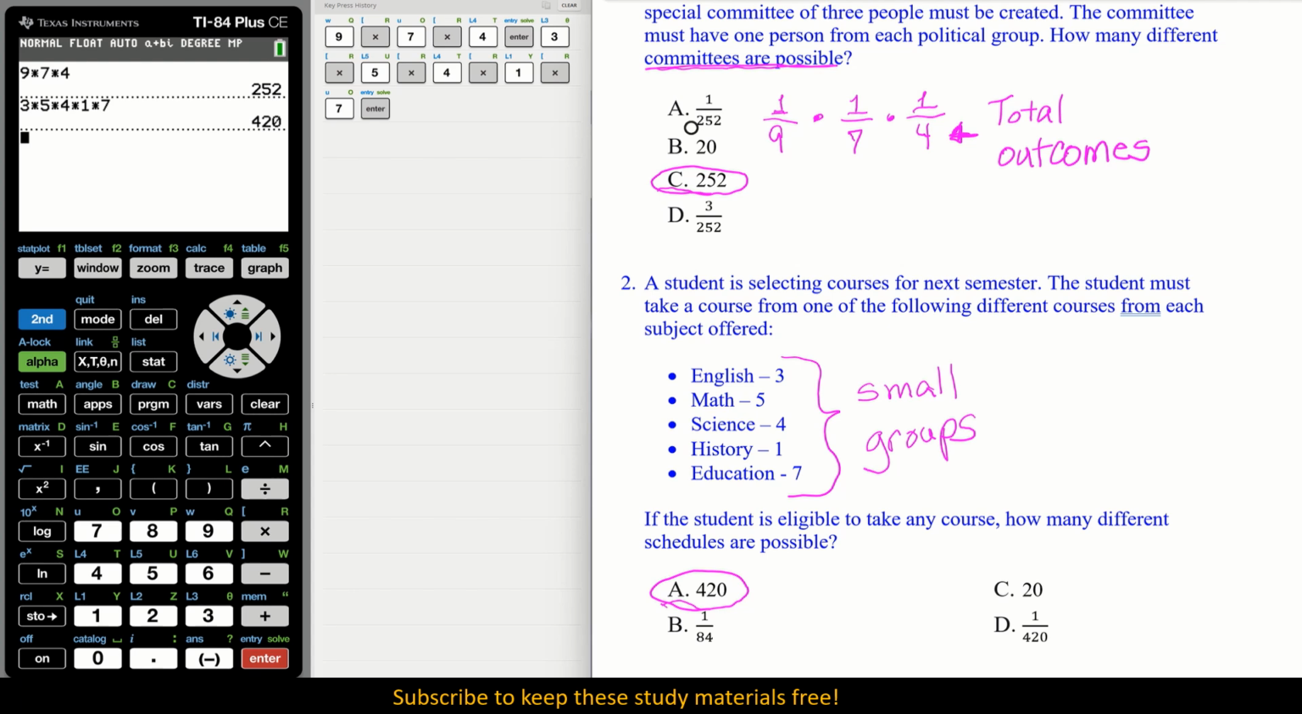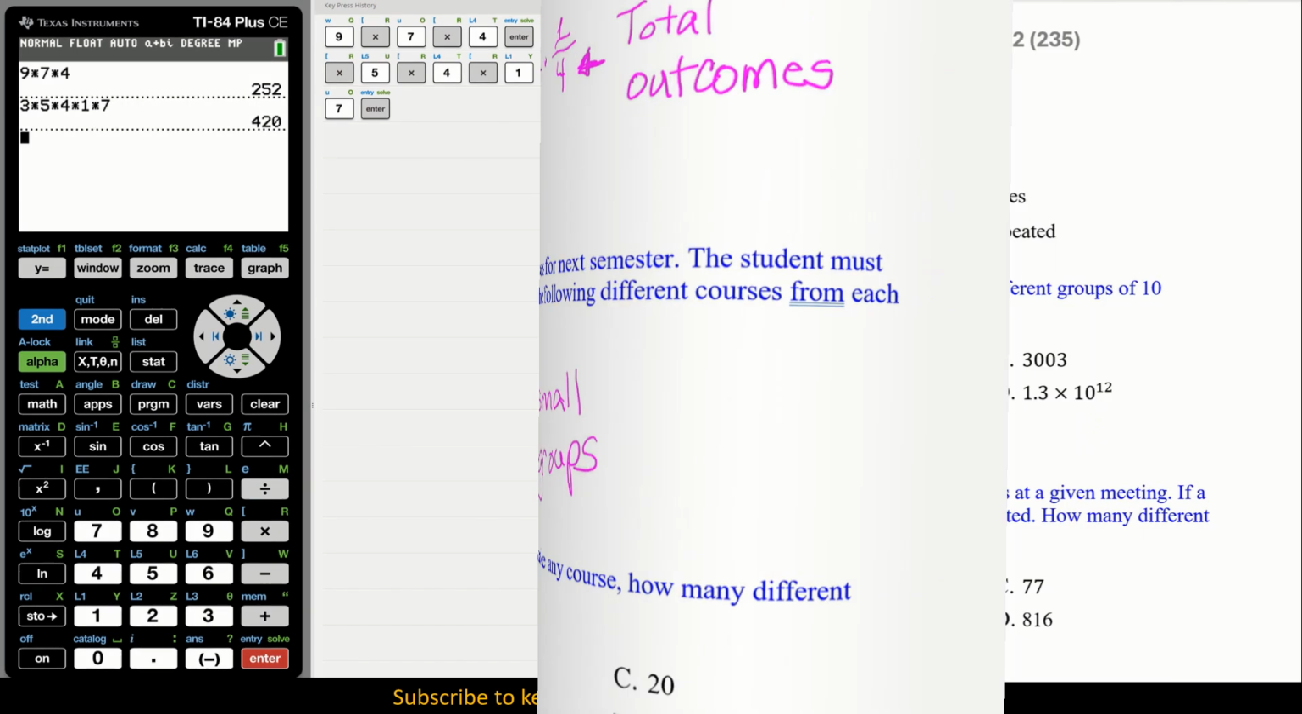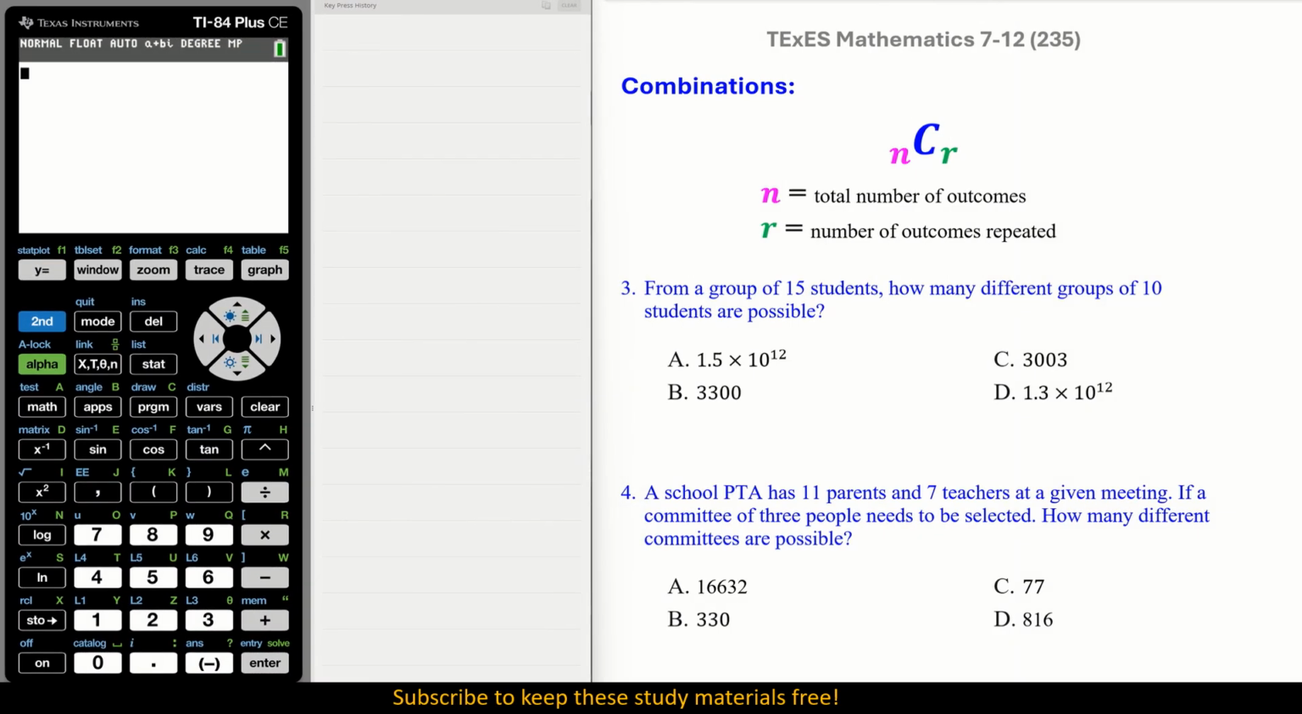All right, now let's go on to number 3. As you see, we're moving from total outcomes to combinations. Well, this is a bit different. So let's read number 3. From a group of 15 students, how many different groups of 10 students are possible?